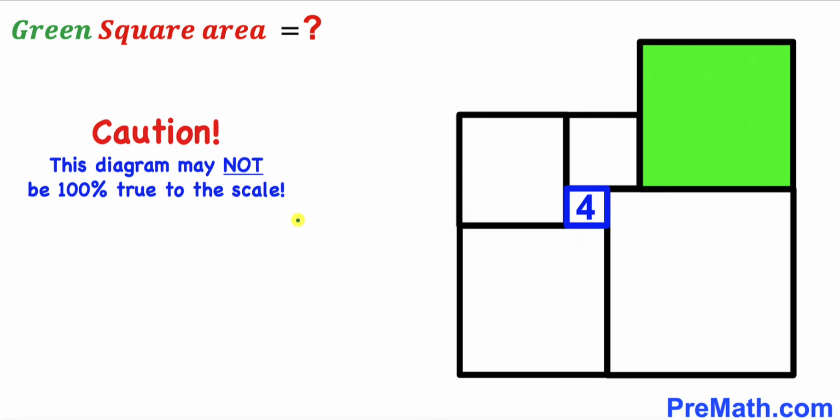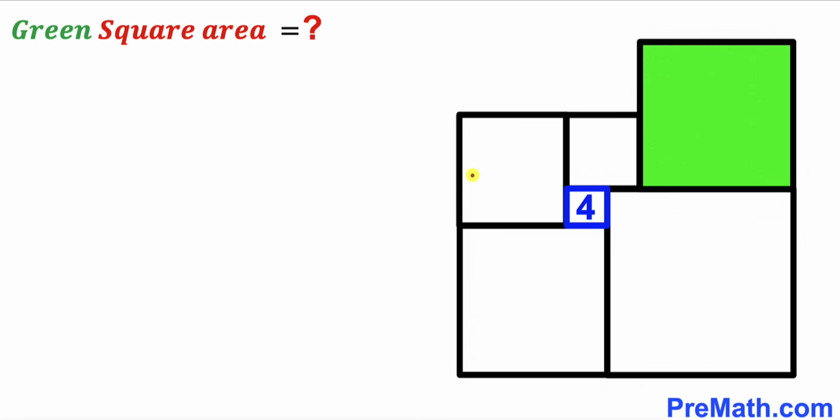Please keep in mind that this figure may not be 100% true to scale. Let's go ahead and get started. Here's our very first step. Let's focus on this tiny blue square first, and we know the area of this blue square has been given to us as 4 square units. Now our task is to calculate its side length.